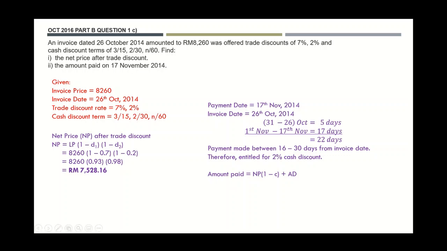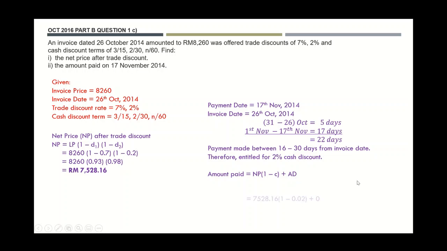So recall that here I'm using NP instead of LP. Why am I using NP here? Because you already have the values after the trade discount, that is NP. If you don't have the values for the NP, you can use LP (1 minus D1)(1 minus D2)(1 minus C). Since right now I already have the value for the NP, you can use NP multiplied with 1 minus C. So you don't have to repeat the calculation with 1 minus D1 and 1 minus D2 because it's already calculated earlier. Plus AD for any additional charges, if any.